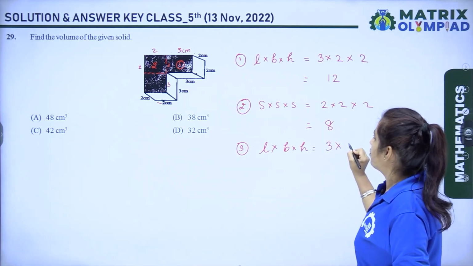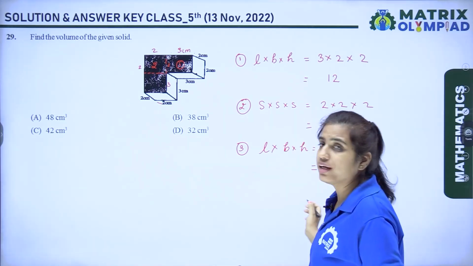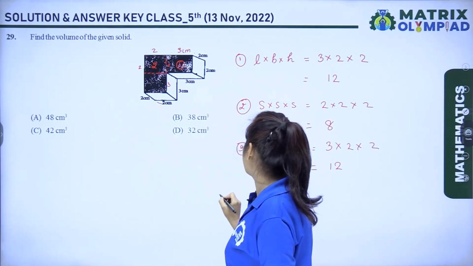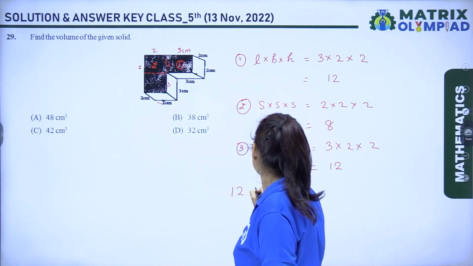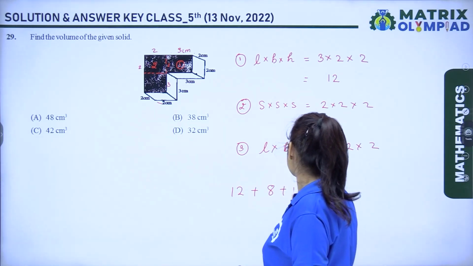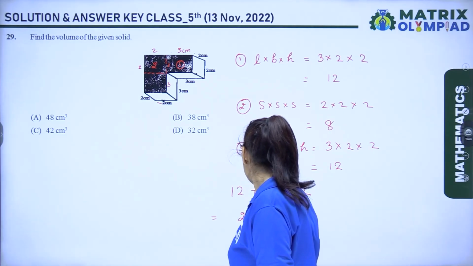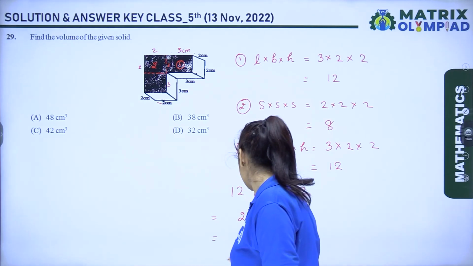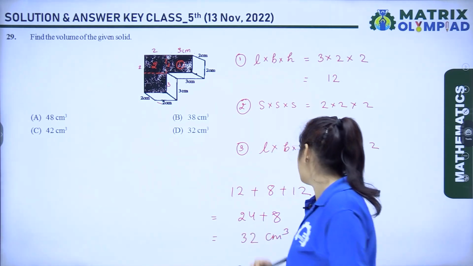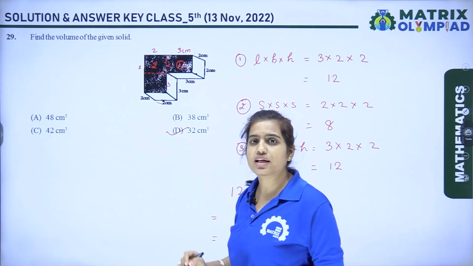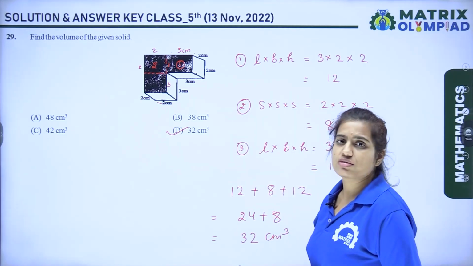Here we have 3 multiplied by 2 multiplied by 2, which is 12. So, to find out the volume of this given solid, we have to add all these 3 partitions, that is 12 plus 8 plus 12, which gives us 24 plus 8, that is equal to 32 centimeter cube. Means option D is the correct answer, which is representing 32 centimeter cube. This is the volume of the given solid.